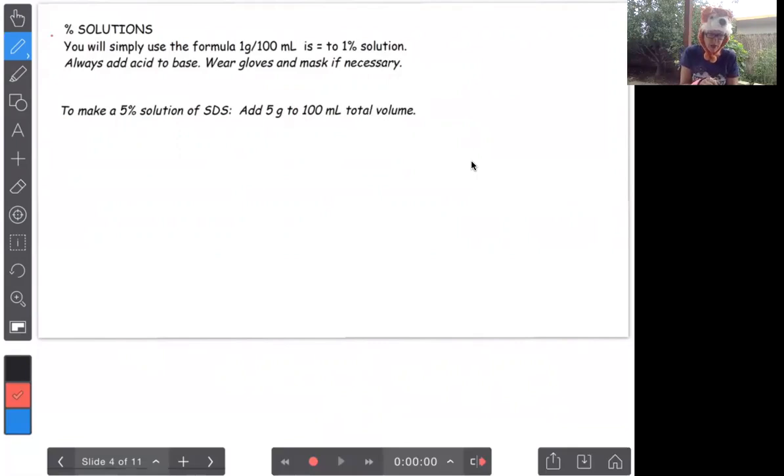We're just going to use the formula: 1 gram in 100 mils is the same as a 1% solution. That's how we do it in science. So 1 gram in 100 mil is 1%.